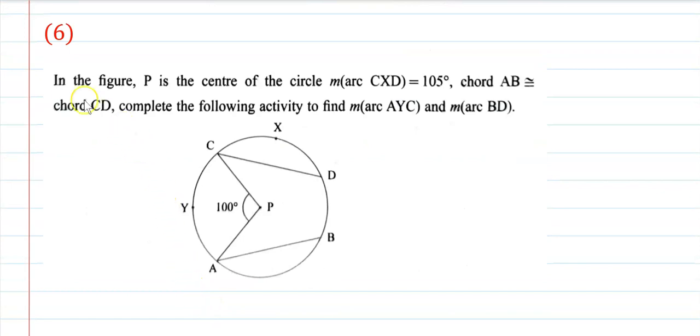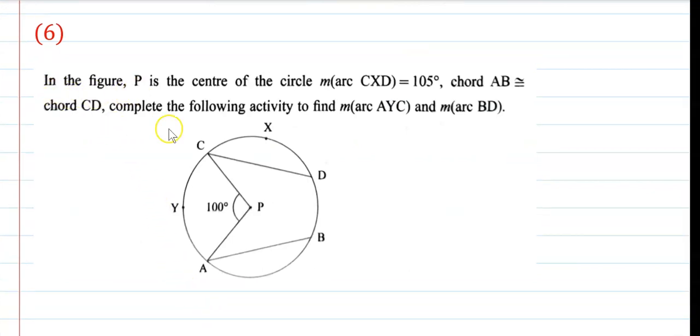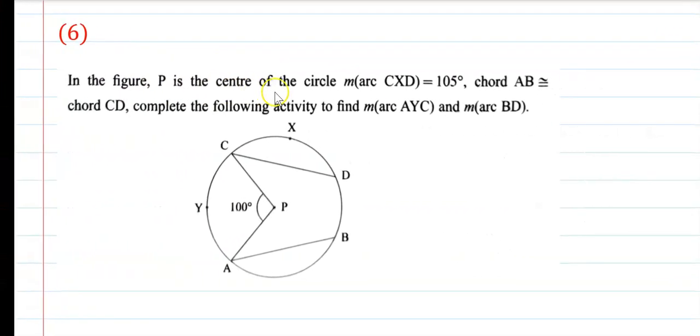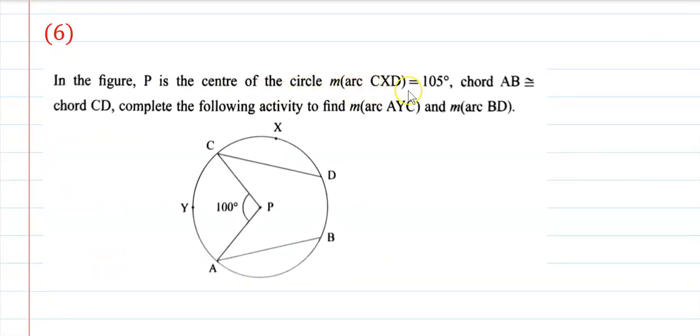Now the next. In the figure, P is the center of the circle. Measure of arc CXD is equal to 105. Chord AB is congruent to chord CD. Therefore, the measure of arc AB is also 105. Next, complete the following activity to find the measure of arc AYC and the measure of arc BD.